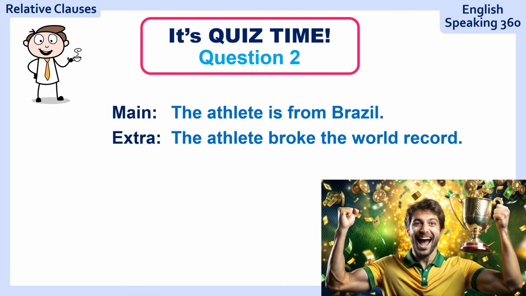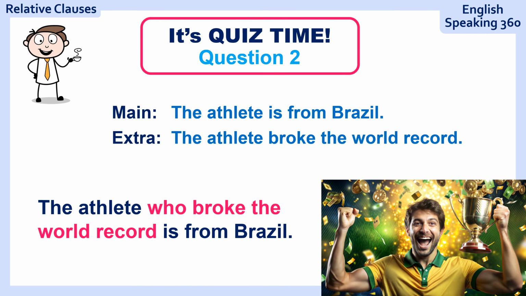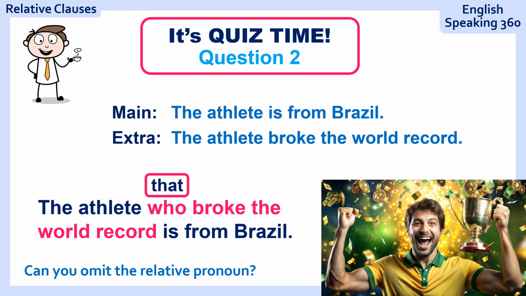Question 2. The athlete is from Brazil. The athlete broke the world record. Okay, now merge the two sentences. The athlete who broke the world record is from Brazil. Can you use another pronoun? Yes, you can. You can use that. The athlete that broke the world record is from Brazil. Can you omit the relative pronoun? No, you cannot because it is the subject of the relative clause.